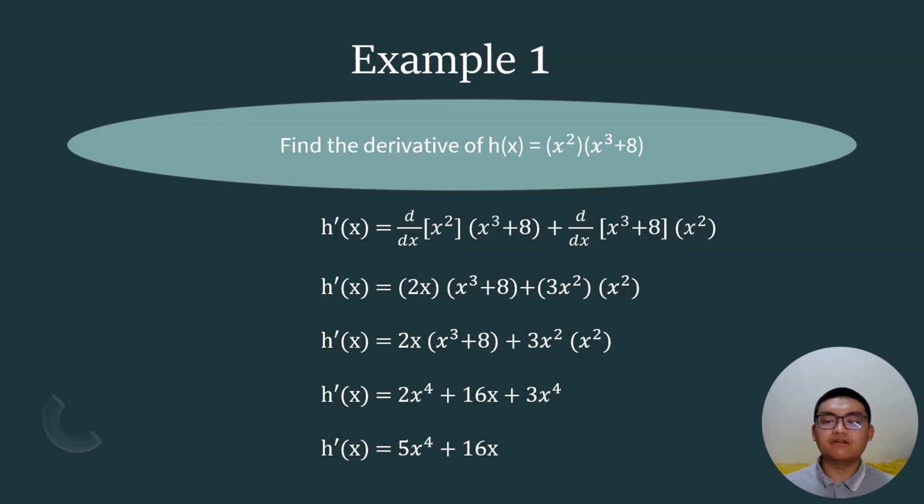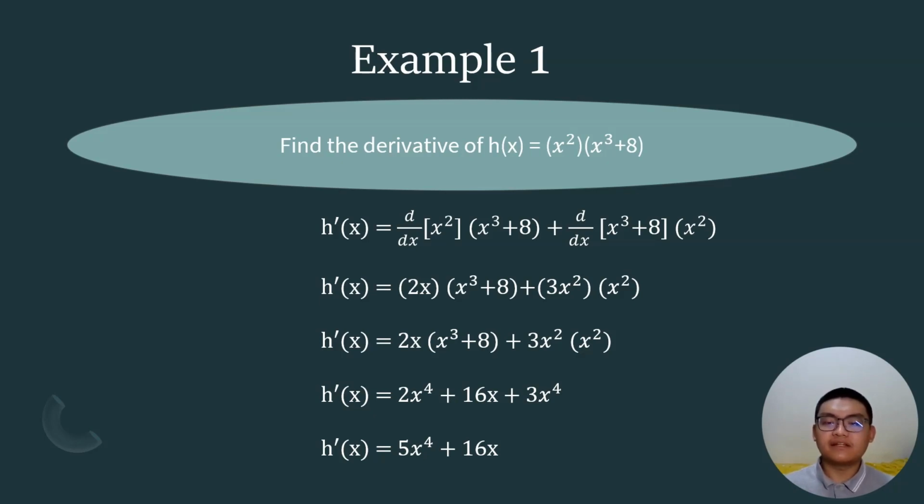So the derivative of h of x is equal to the derivative of x squared times the quantity x cubed plus 8, plus the derivative of the quantity x cubed plus 8 times x squared. So next, we can simplify the derivative. The derivative of x squared is 2x. Then the derivative of the quantity x cubed plus 8 is 3x squared.